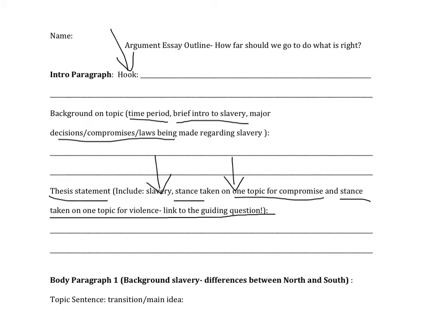For example, let's say you use Harper's Ferry. You need to mention that there were violent situations like Harper's Ferry, and you need to say whether you thought that violent situation was too much violence, or were the results of that violence good enough, making the violence actually kind of worth it. So that's what I'm looking for in the thesis statement.